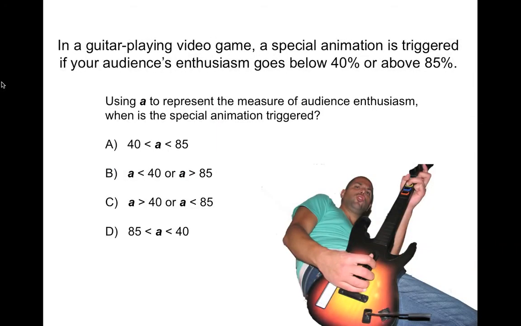In a guitar playing video game, a special animation is triggered if your audience's enthusiasm goes below 40% or above 85%. If we use A to represent the measure of audience enthusiasm, when is the special animation triggered? Read each statement carefully and make the best choice. Choice B represents this situation because the special animation will be triggered if you're doing very badly, if the enthusiasm is less than 40, or if you're doing very well, if it's greater than 85.